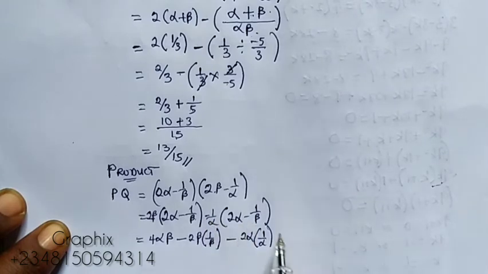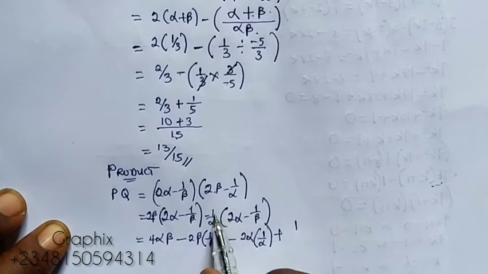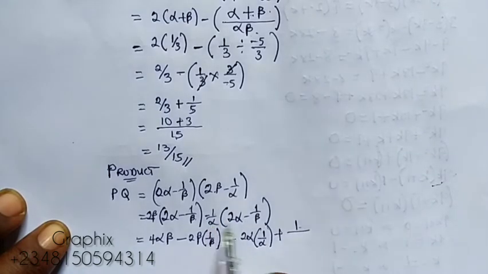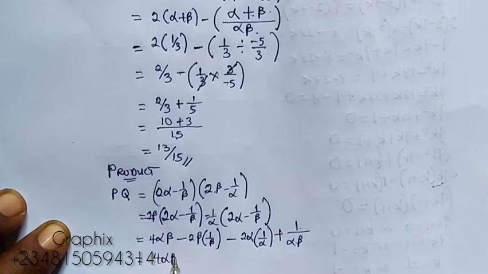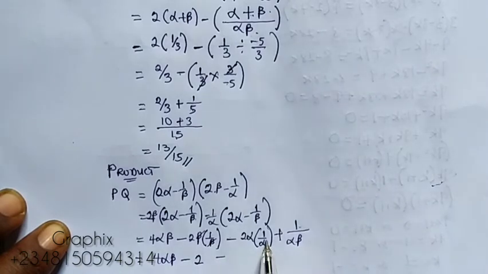So minus times minus give you plus 1 times 1 is 1 all over alpha times beta, which will give you alpha beta. So from here we'll be having 4 alpha beta, minus beta will equate beta. 2 times 1 will equate what? 2. Minus alpha will equate alpha. 2 times 1 will equate what? 2. Plus 1 over alpha beta.